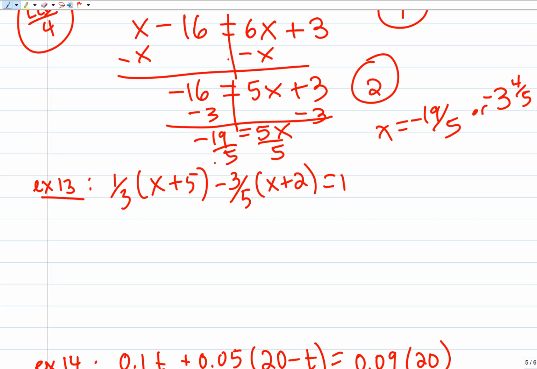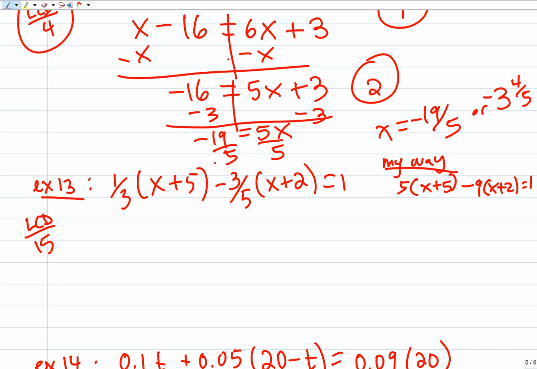I find that if you do it my way, and you multiply everything by, what is the LCD? If you do it my way, you're going to end up with 5 times x plus 5 minus 9 times x plus 2 equal to 1. So if you want to try it that way, go ahead.